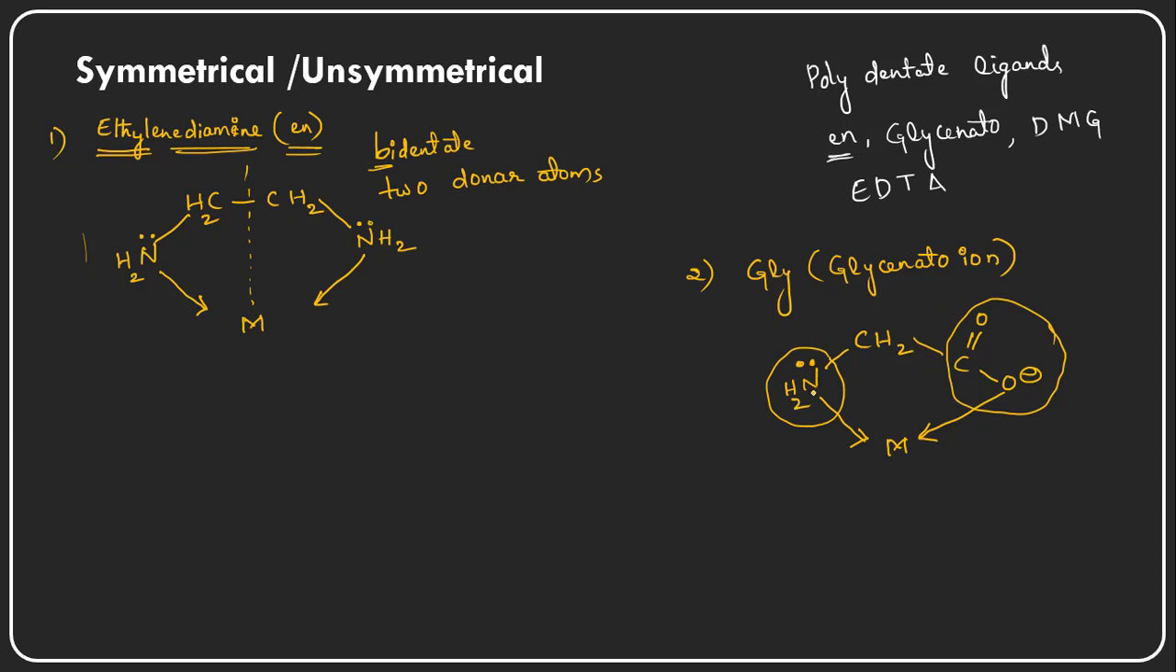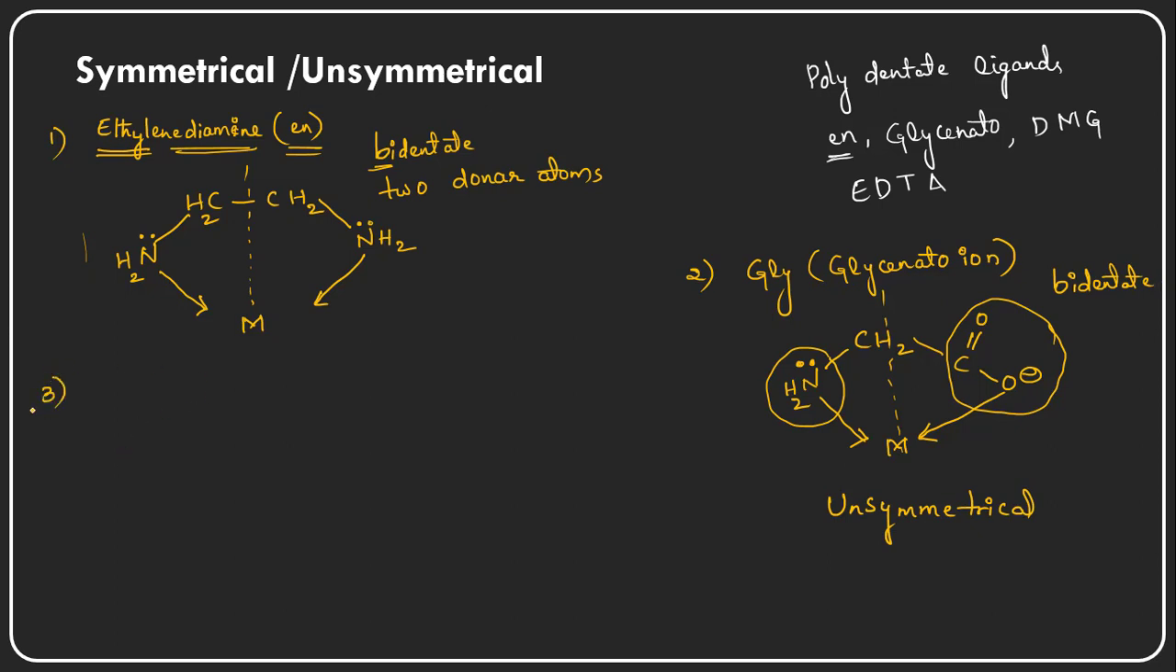But here if you see, these two are not identical. NH2 is a different one and COO minus is a different one. If you cut like this, there are no identical ligands present on both sides, so that is the example of an unsymmetrical ligand. And since it also has two donor atoms, it is also an example of a bidentate ligand.